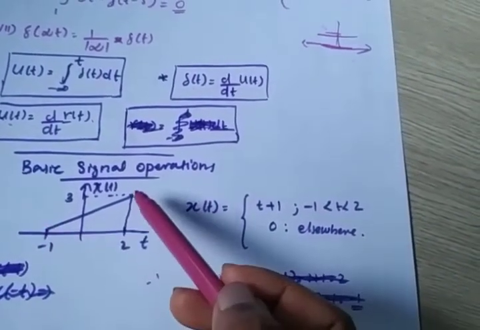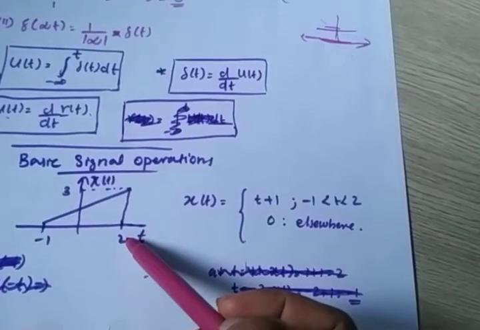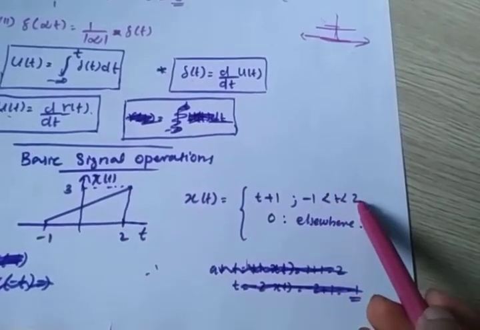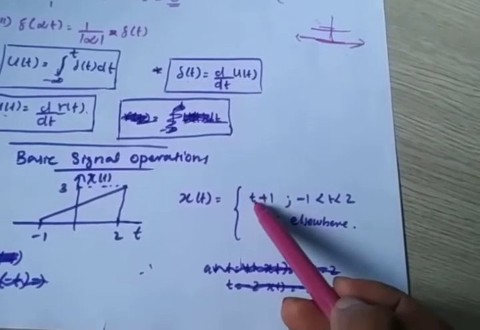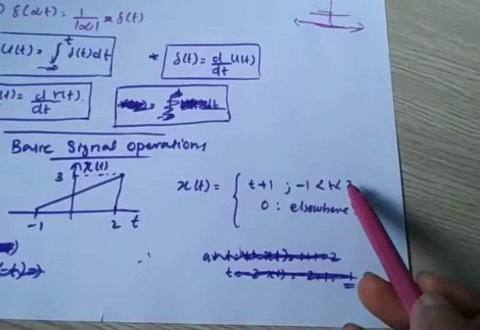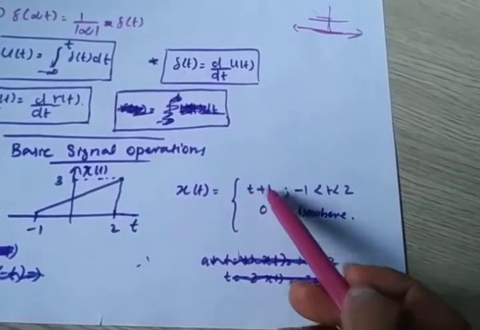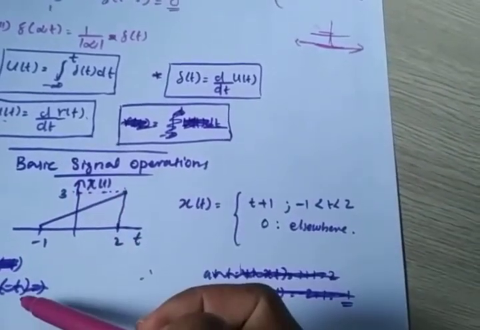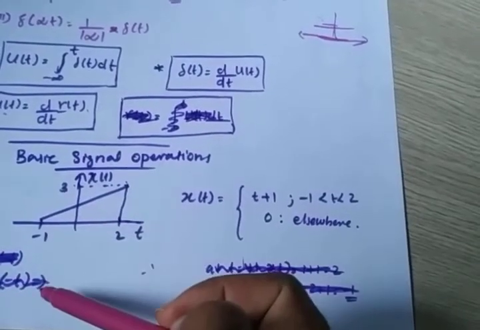Now, how to find the amplitude at 2? At time t equal to 2, you put 2 in place of t. So 2 plus 1 is 3. That means the amplitude is 3. Like this we are drawing.